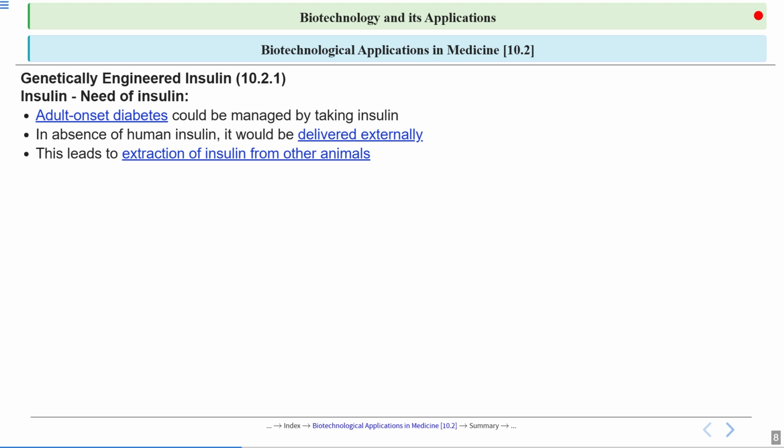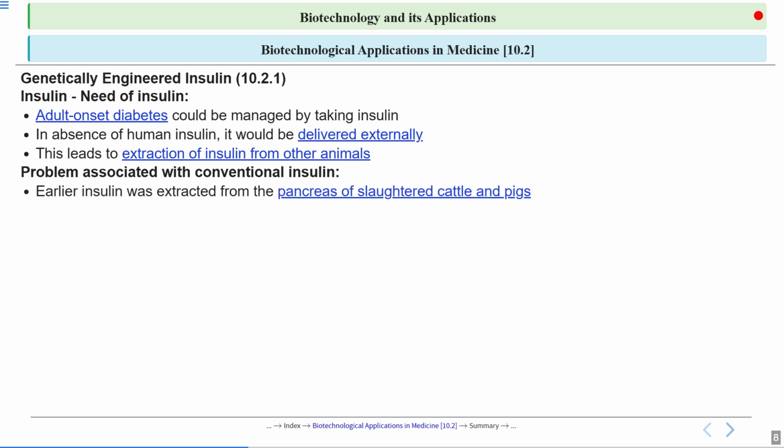This led to extraction of insulin from other animals. So if a person is not able to produce insulin in his body, how can we take it externally? We can take it from outside, but we have to extract it from other animals. What are those animals? Previously it used to be pigs mostly. So what are the problems associated with conventional insulin?